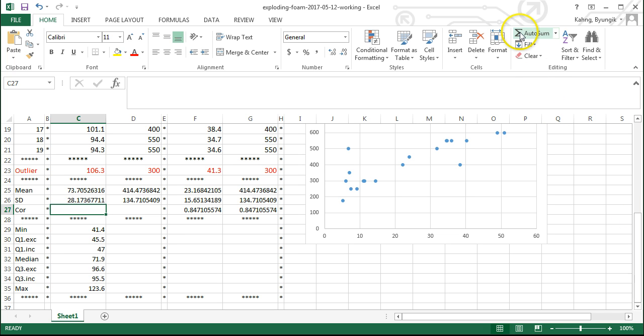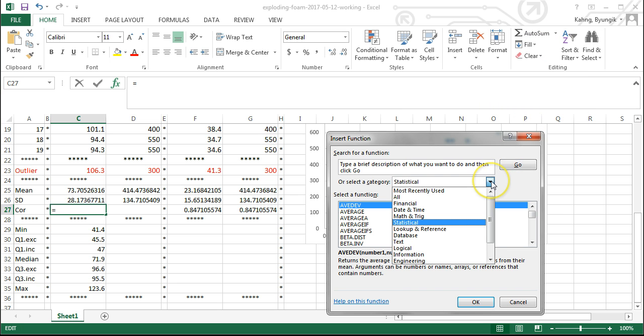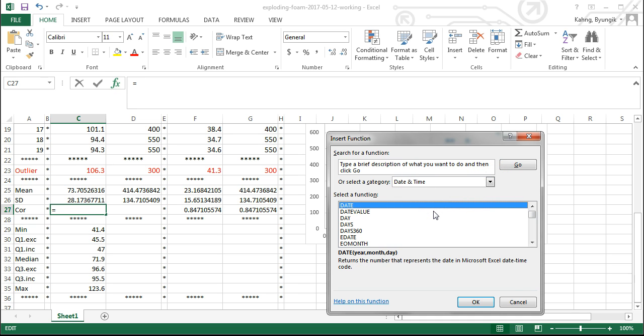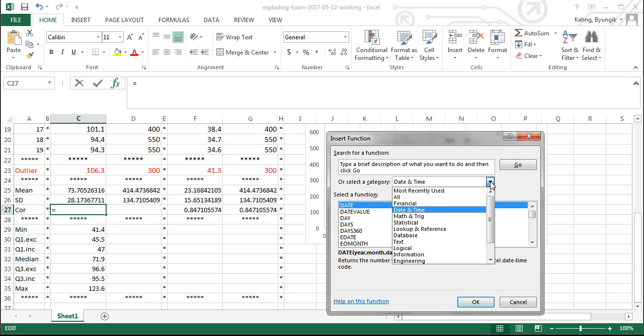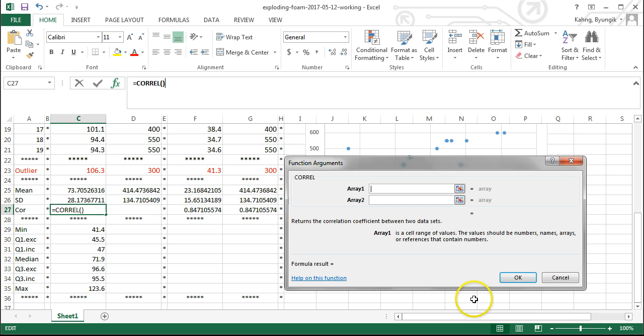As usual, we go to the sigma, the upside down arrow to get more functions, and let's go to statistical. You can go to this upside down triangle and look for statistical, and look for correlation. Go to letter C right here, correlation. Now you have correlation of two data sets because this is for bivariate data, so we need array 1 and array 2.